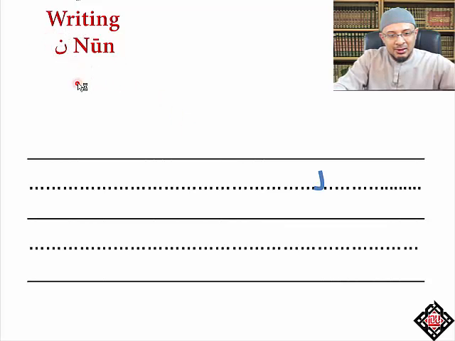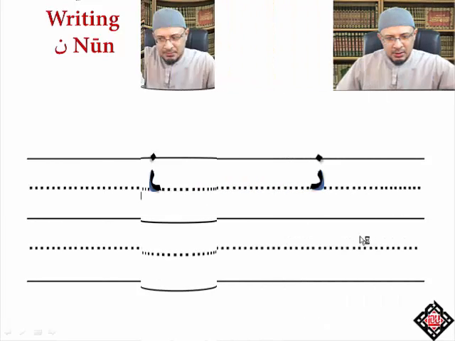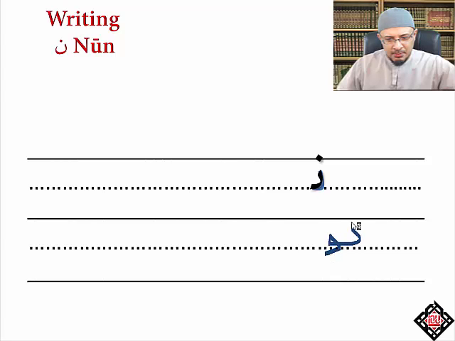Because it's the beginning letter, it's going to be truncated. If it's the middle letter, it's also going to be truncated. So here's the first letter, and you have the dot, of course. This is the noon, the first part. Let's write an example: noon, dhamma, wow. The wow is not connected, but this is the noon as the first letter of a word.